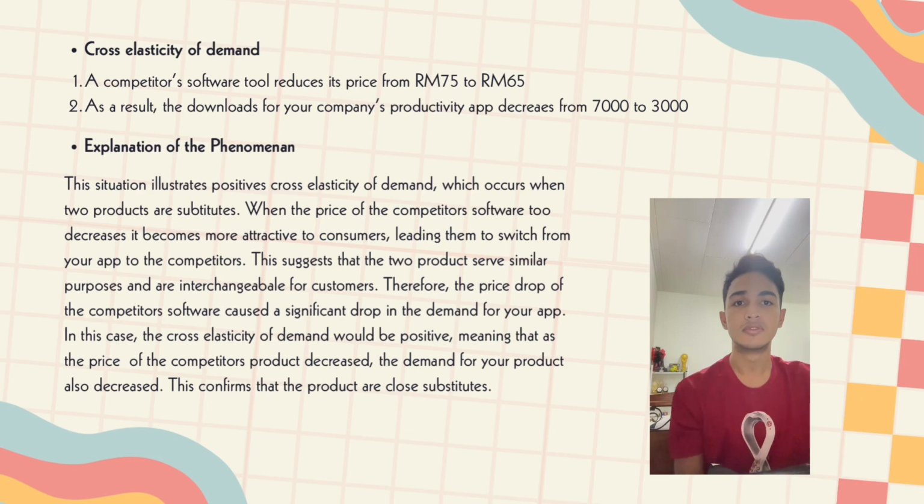Now I'm going to give you the explanation of the phenomenon. The situation illustrates positive cross elasticity of demand, which occurs when two products are substitutes. When the price of the competitor's software tool decreases, it becomes more attractive to consumers, leading them to switch from your app to the competitor. This suggests that the two products serve a similar purpose and are interchangeable for customers. Therefore, the price drop of the competitor's software causes a significant drop in the demand for your app.